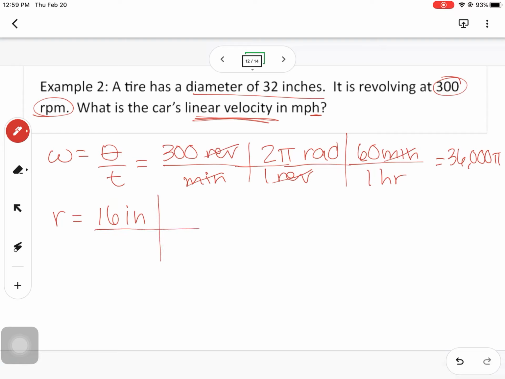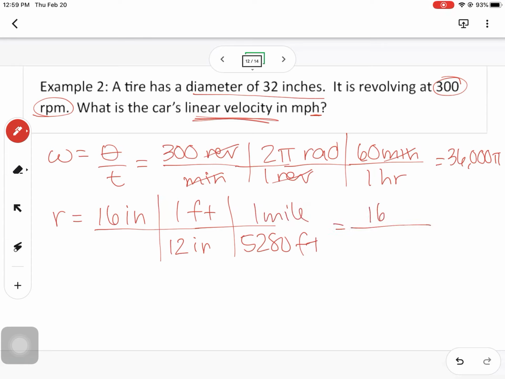Again, I want it in miles. So it's going to be 12 inches is 1 foot, and then 5,280 feet is 1 mile. And so this is going to be 16 over that 63,360 number again. To get your velocity, we multiply those together. So I'm going to do 36,000 pi times 16 divided by 63,360. And I get 28.6 miles per hour.